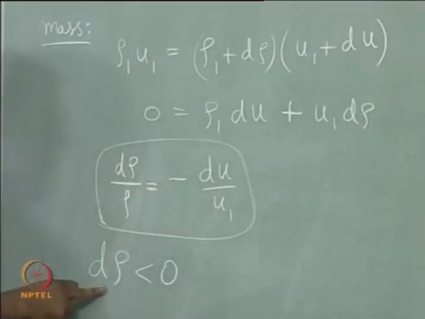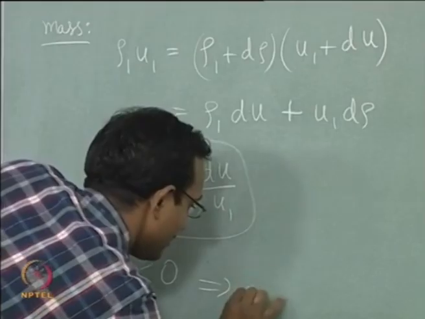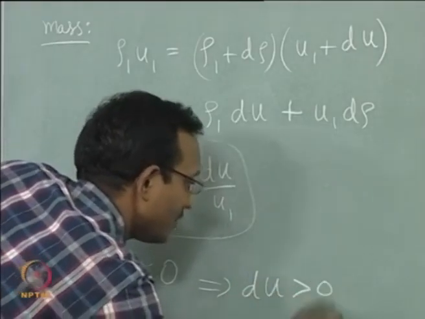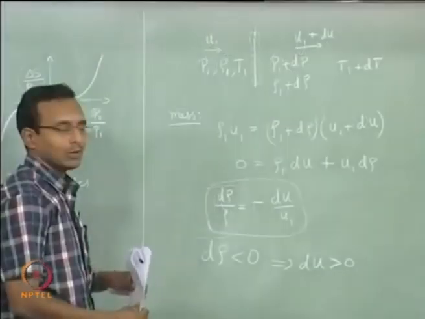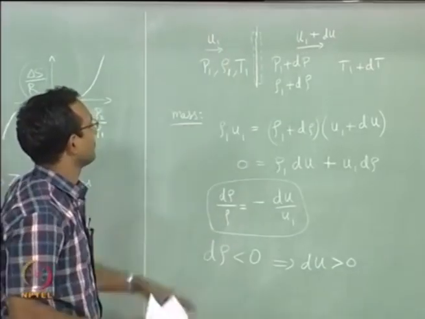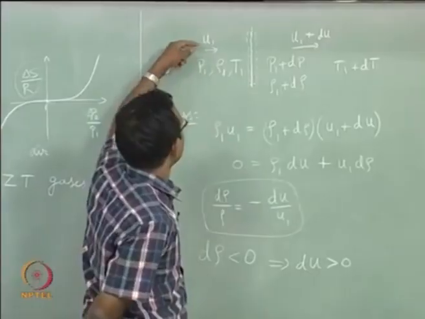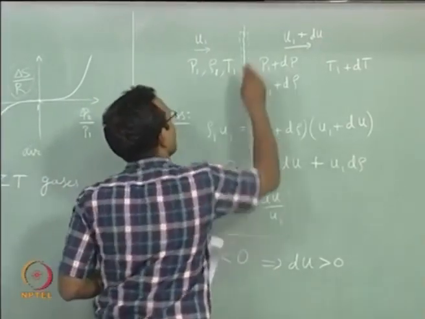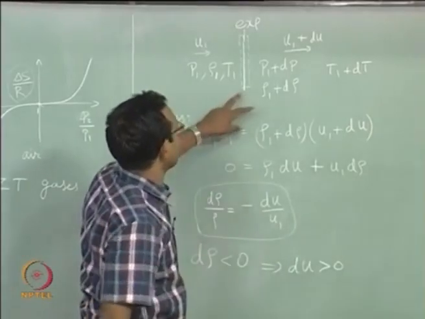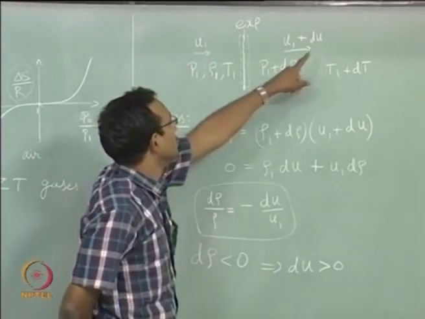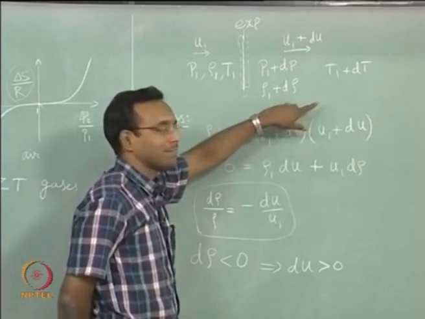Okay. If it is expansion, then density decreases. If that is the case, du is positive. So, I will go back and look at this now. If this is an expansion wave, I did not put an expansion there. If this is an expansion wave, then du is positive, d rho is negative.